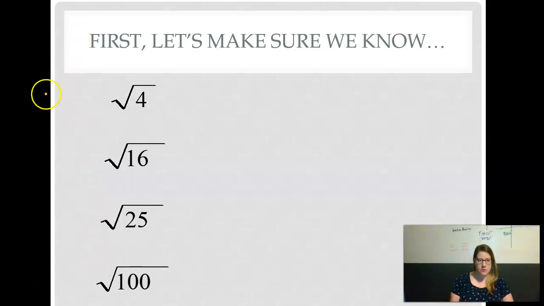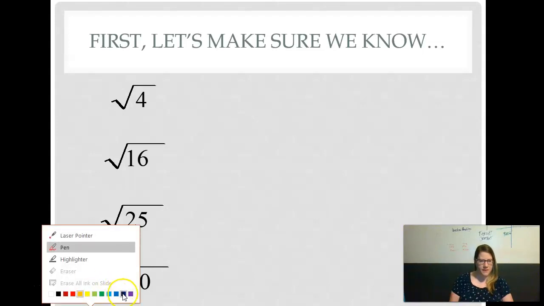So remember that the square root of 4, I'm going to change colors really quickly, is equal to 2. I can change colors. Not wanting to let me. Okay, here we go.